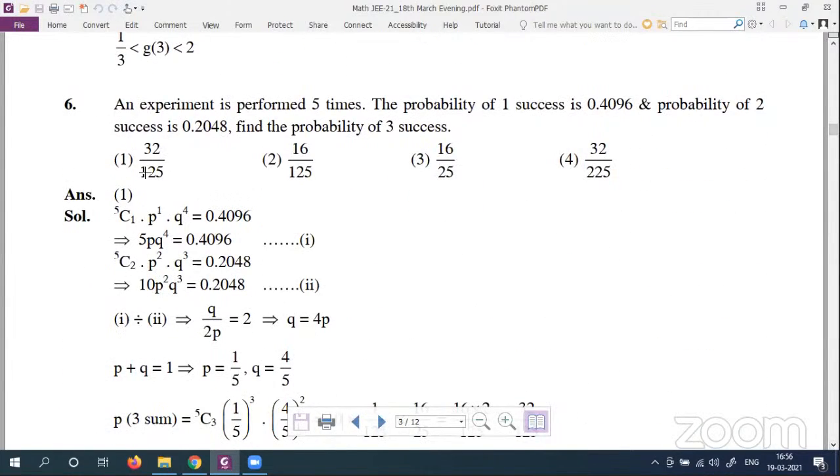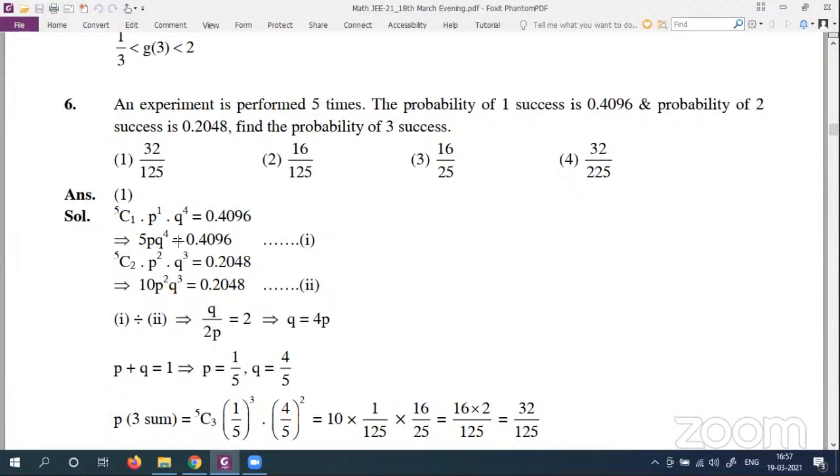Next. An experiment is performed 5 times. It is given that the probability of one success is 0.4096 and the probability of 2 successes is given. We need to find the probability of 3 successes. So the total number of times you are performing is 5, so n is equal to 5. P is the probability of success. Let Q be the probability of failure. Q will become 1 minus P.